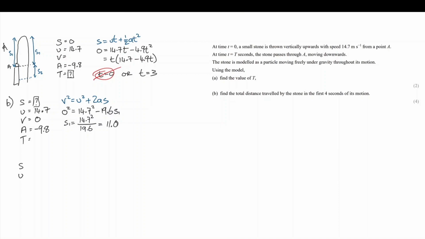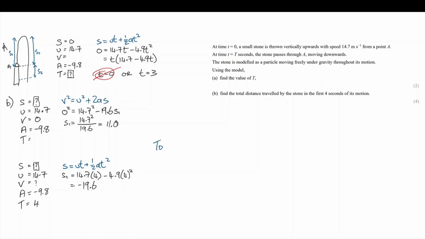From the highest point back to the point of projection, another 11.0. Let's find S2. So, we know this is the displacement after 4 seconds. Collecting the correct SUVAT variables, unknown displacement, 14.7, acceleration of negative 9.8, and we set time equal to 4. This is the formula to substitute into. As we substitute, we get a displacement of negative 19.6.